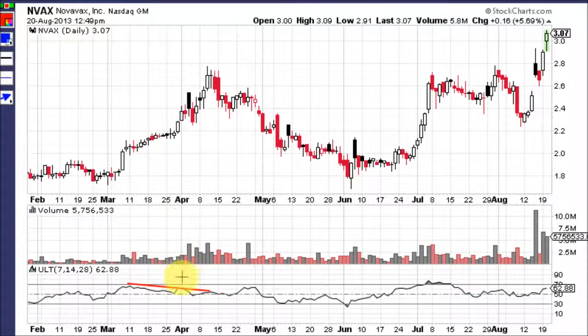Then the next high comes right about here, and the stock is higher, but this high is lower than the first high. Then comes the top. The top should have the highest high on the Ultimate Oscillator, but it is the 3rd lowest reading, so that is a bearish divergence. When the stock goes up and the Ultimate Oscillator goes down, that is predicting a fall.